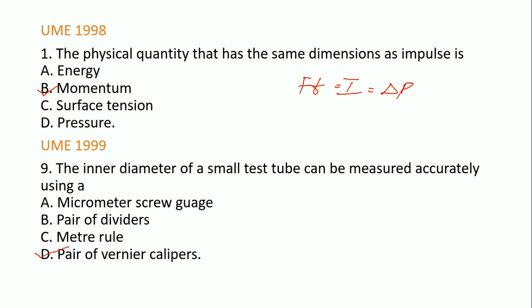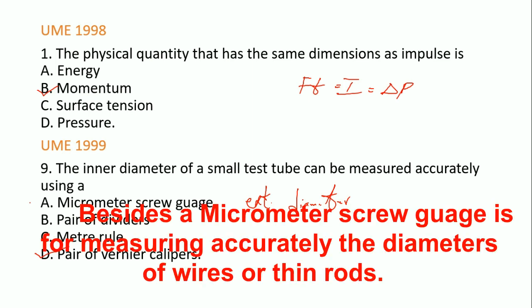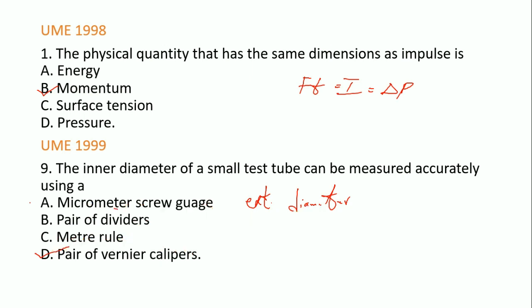Of course, you can use a meter rule. A pair of dividers, since it's really small, if you take a pair of dividers and you transfer it to a meter rule or to a ruler, you might not really get that precise measurement. A micrometer screw gauge is used to measure external diameters, and besides, we are told a small test tube. One might think that, okay, I can use a micrometer screw gauge to measure the diameter of a test tube if you want to be really precise, but it's not used for internal measurements. It's only used for external diameter. That is why a micrometer screw gauge wouldn't be the ideal answer.